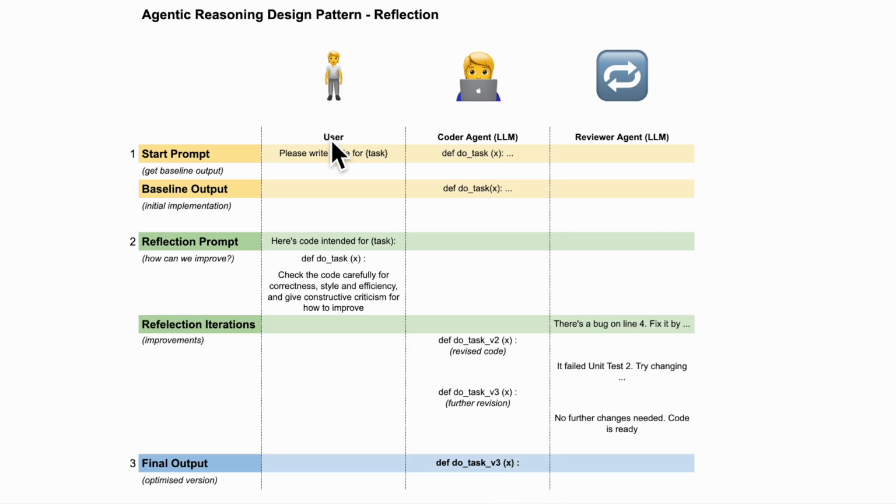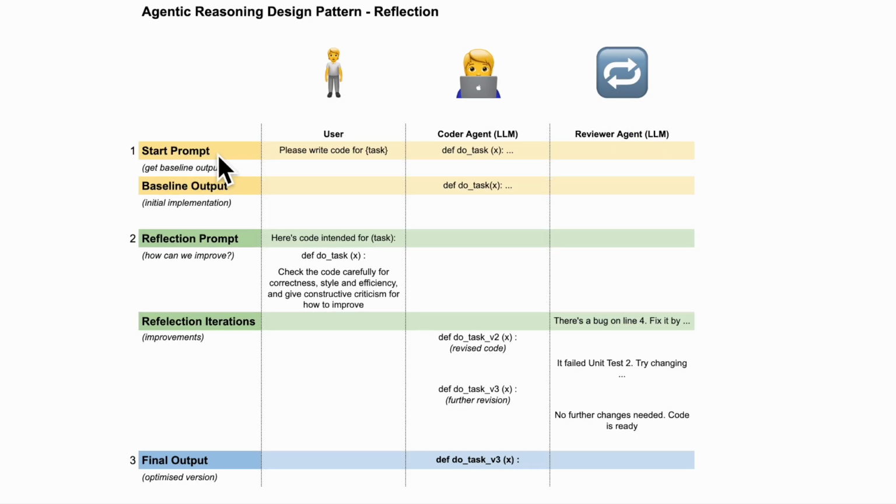We have three main players: a user, a coder agent like an LLM, and a reviewer agent, which is another AI or LLM instance. So you start with a start prompt, which is basically an instruction that you might give to the AI. It's also called a single shot prompt, where you ask the coder agent to write code for a certain task. And the coder agent is going to produce that output from start to finish in one go without any check on it.